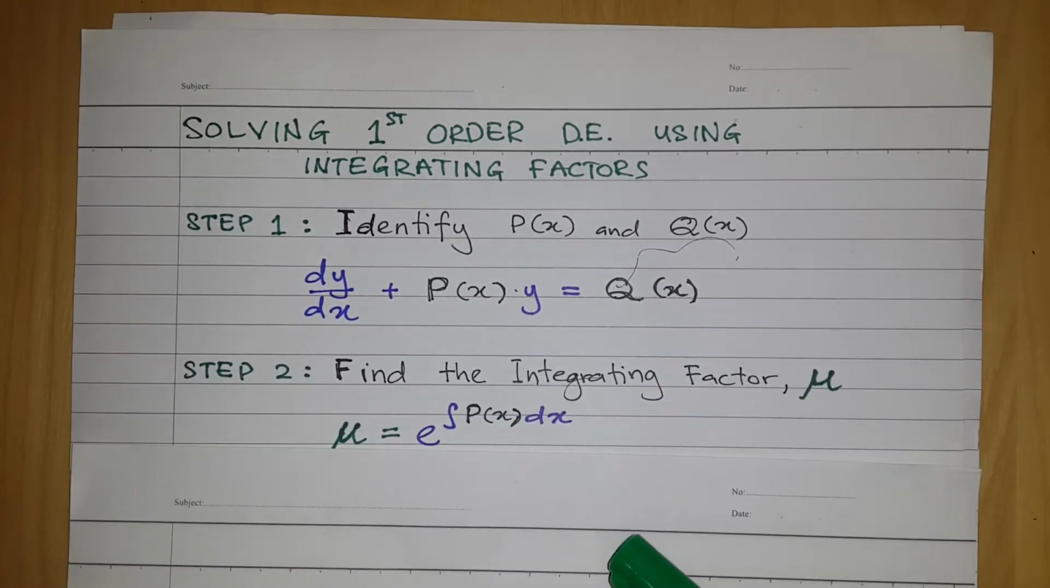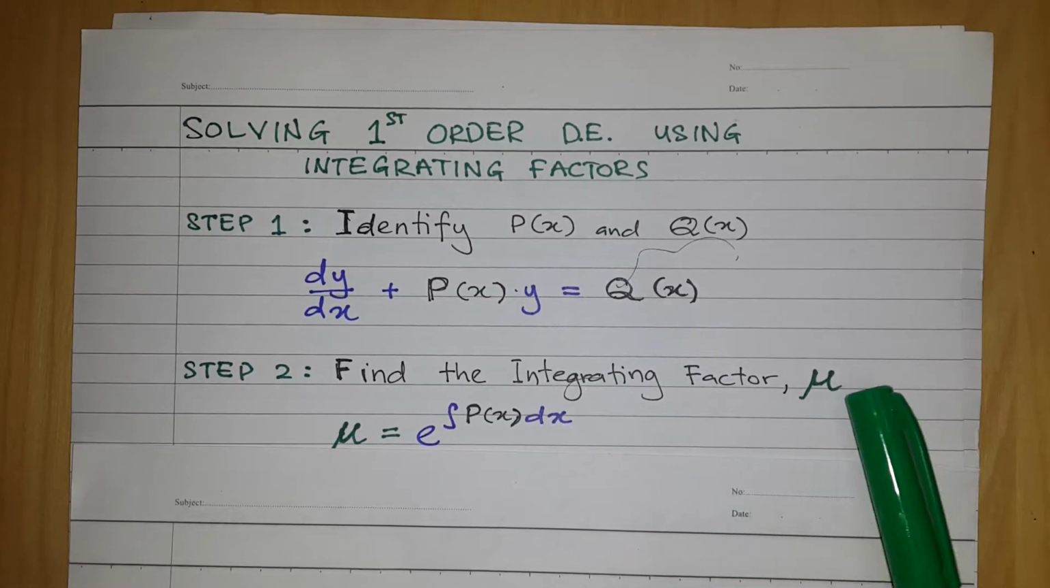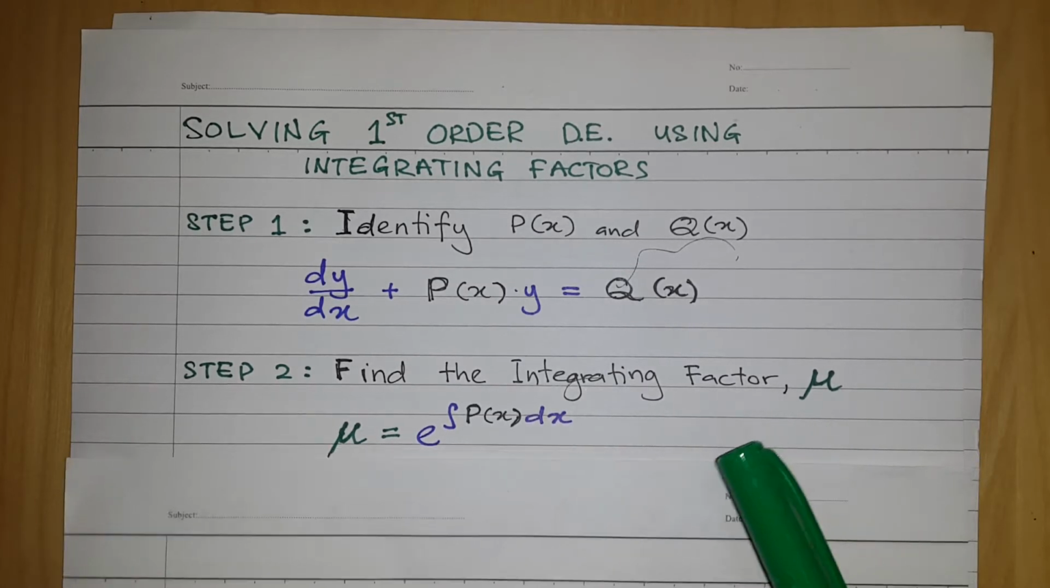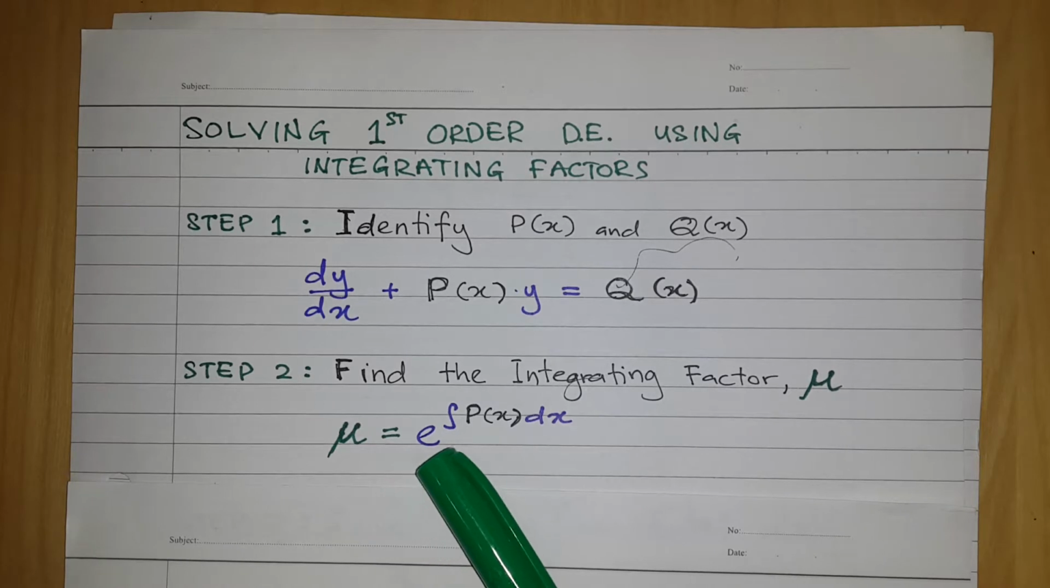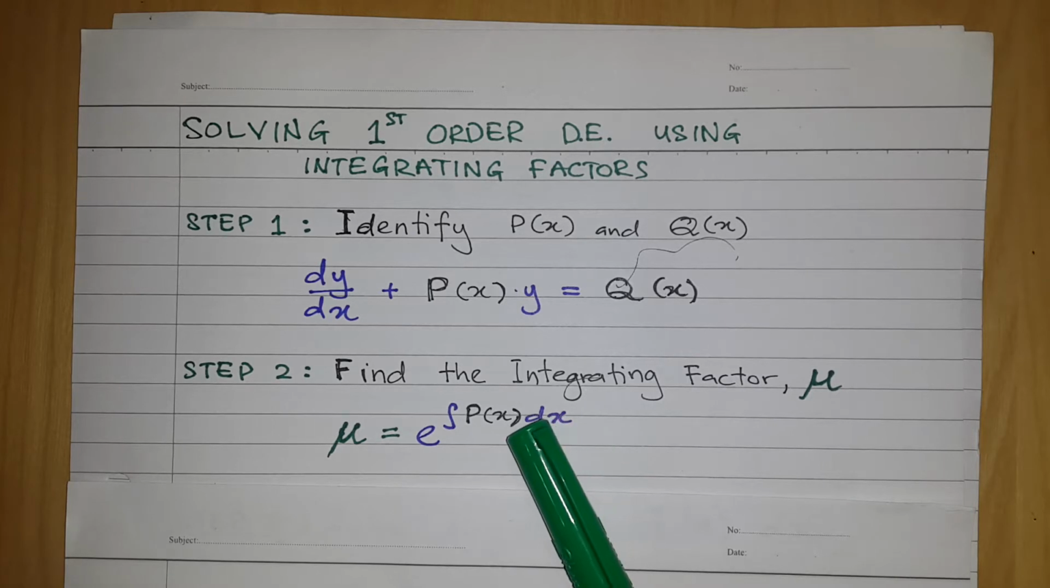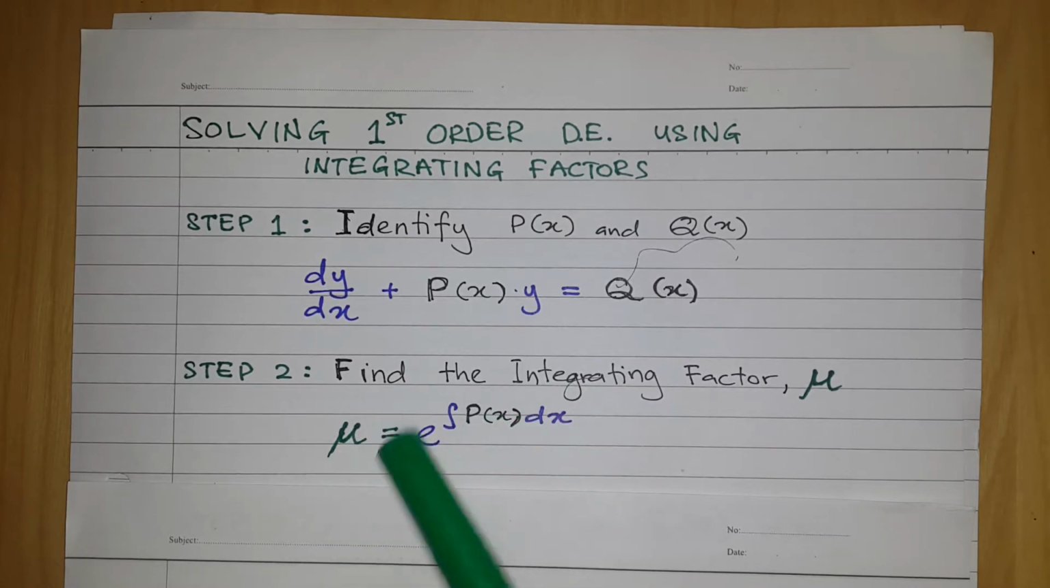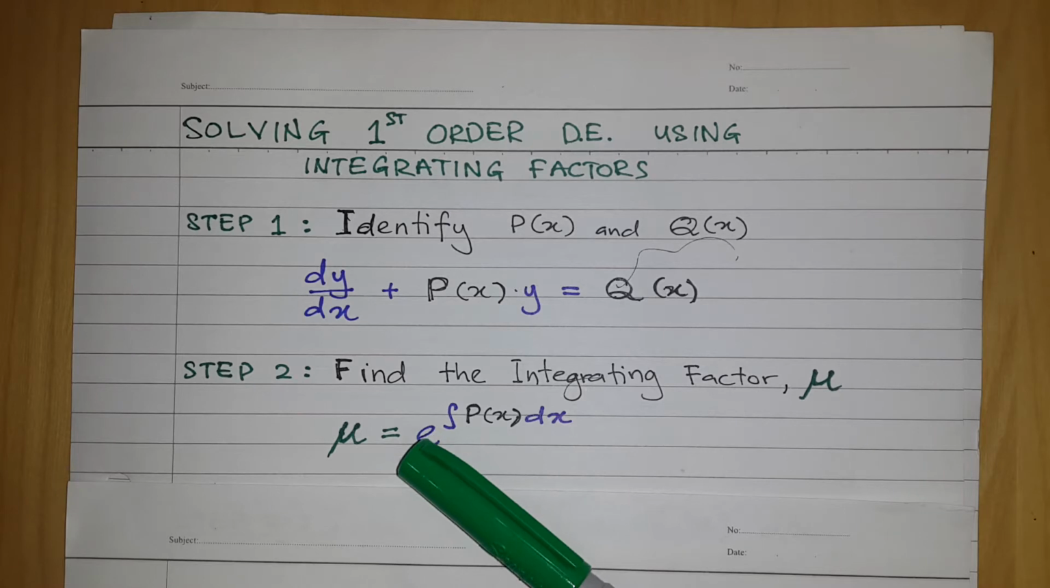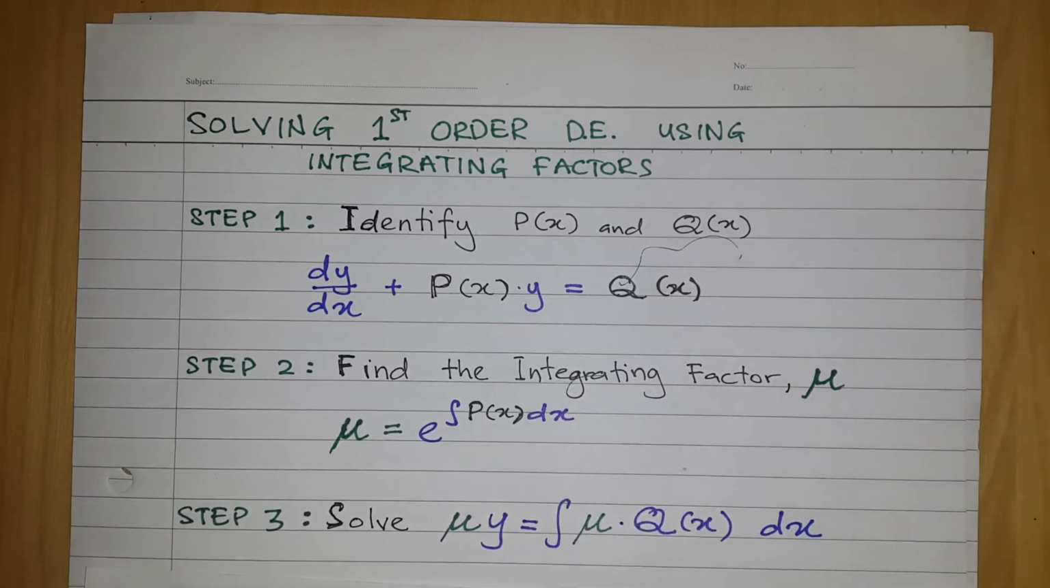And step 2 is we need to find the integrating factor mu. This mu is equal to e to the power of the integration of P(x) dx. Once we get the value of mu, we are going to put it into the formula and solve for y, where mu y equals the integration of mu multiplied by Q(x) dx.